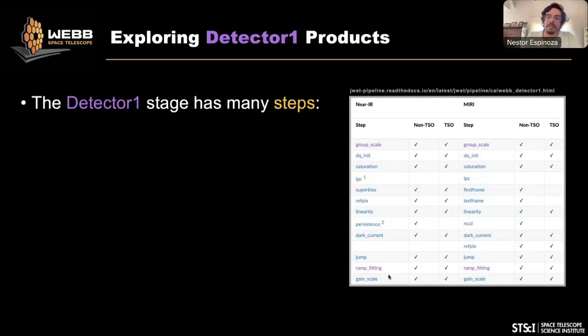I grabbed a screenshot and put it here on the right. You can see that there's a set of steps for the near infrared, the leftmost columns, and a set of steps for the MIRI detector, the rightmost column. Again, same thing that I mentioned before. The near infrared detectors, like the ones from NIRISS, NIRCam, and NIRSpec, are different beasts too. The MIRI detectors also follow different steps.